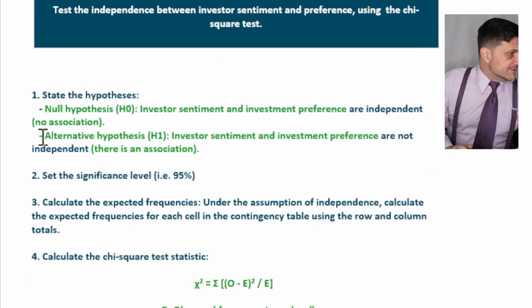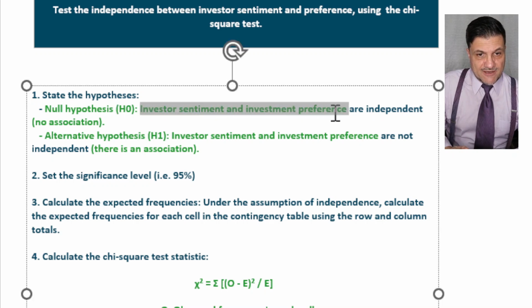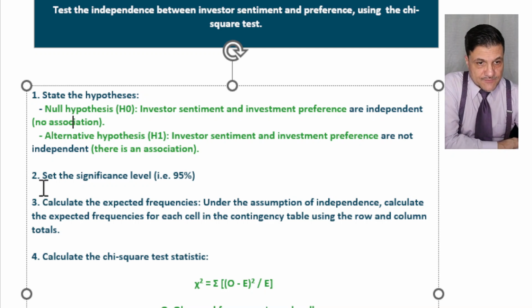So look at that. State the hypothesis. Null hypothesis: investor sentiment and investment preference are independent. So it means association equals 0. Okay? Alternate hypothesis: investor sentiment and investment preference are not independent. So there you go. Okay? All right. I might reject that they are independent or fail to reject that they are independent.